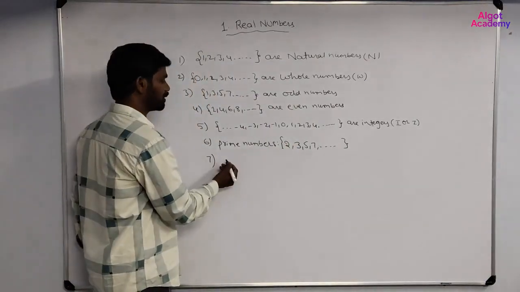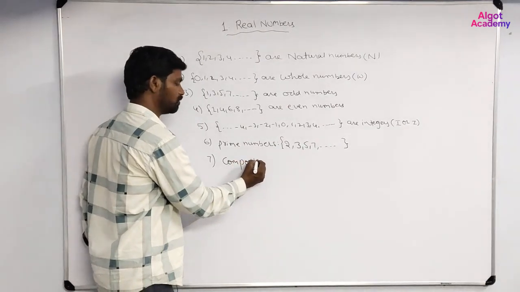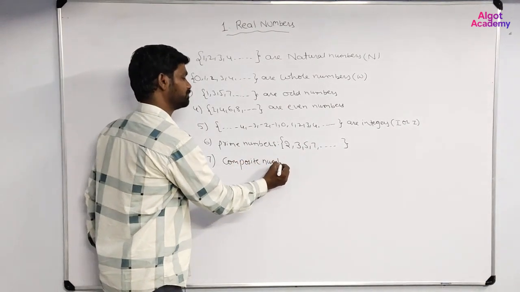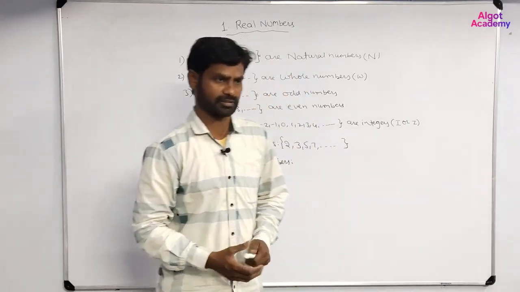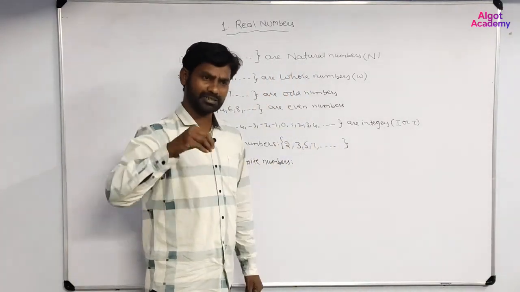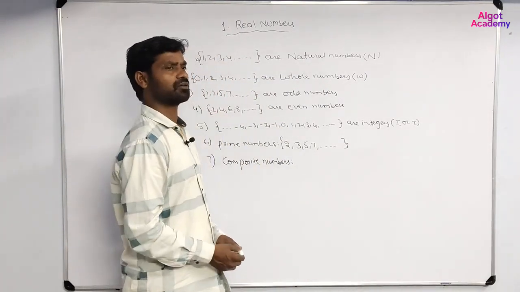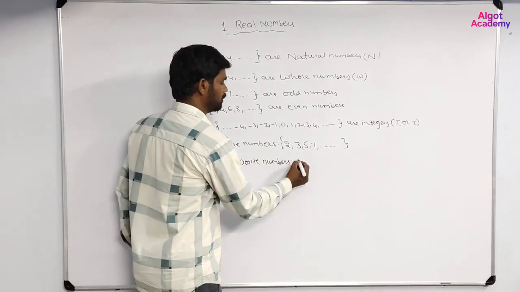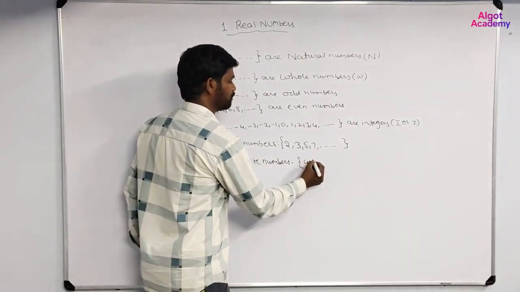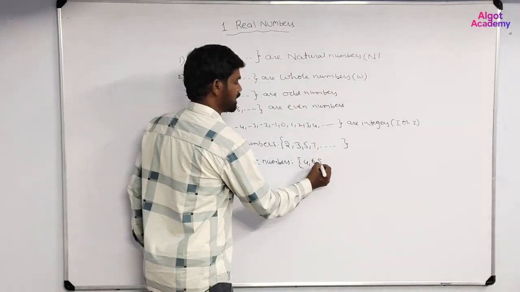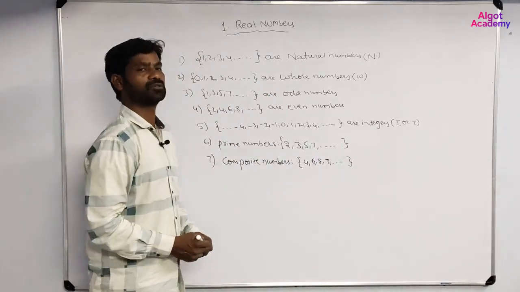Next numbers are composite numbers. So what are composite numbers? The numbers which have more than two factors, the numbers other than prime numbers, which are not prime numbers, are called composite numbers. So the first composite number is 4, then 6, 8, 9, and so on. These are the composite numbers.